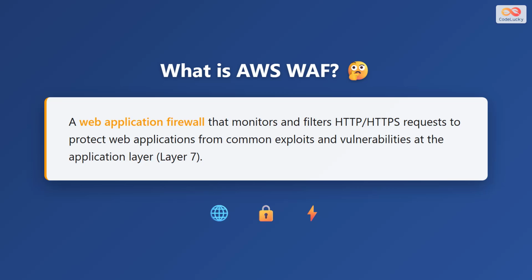AWS WAF is a web application firewall that monitors and filters HTTP and HTTPS requests before they reach your web applications. It operates at the application layer, also known as Layer 7 of the OSI model. This means WAF can inspect the actual content of web requests, making it highly effective at identifying and blocking malicious traffic patterns.